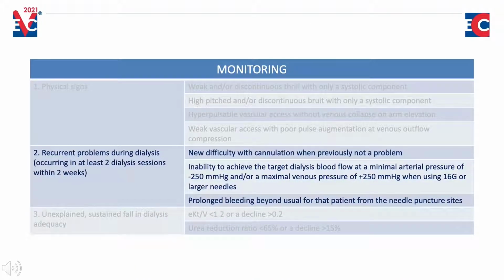Recurrent problems during dialysis associated with vascular access flow dysfunction are new difficulty with cannulation when this has previously not been a problem, and inability to achieve the target dialysis blood flow at reasonable thresholds for arterial and venous pressures on the dialysis machine and when using adequately sized needles.